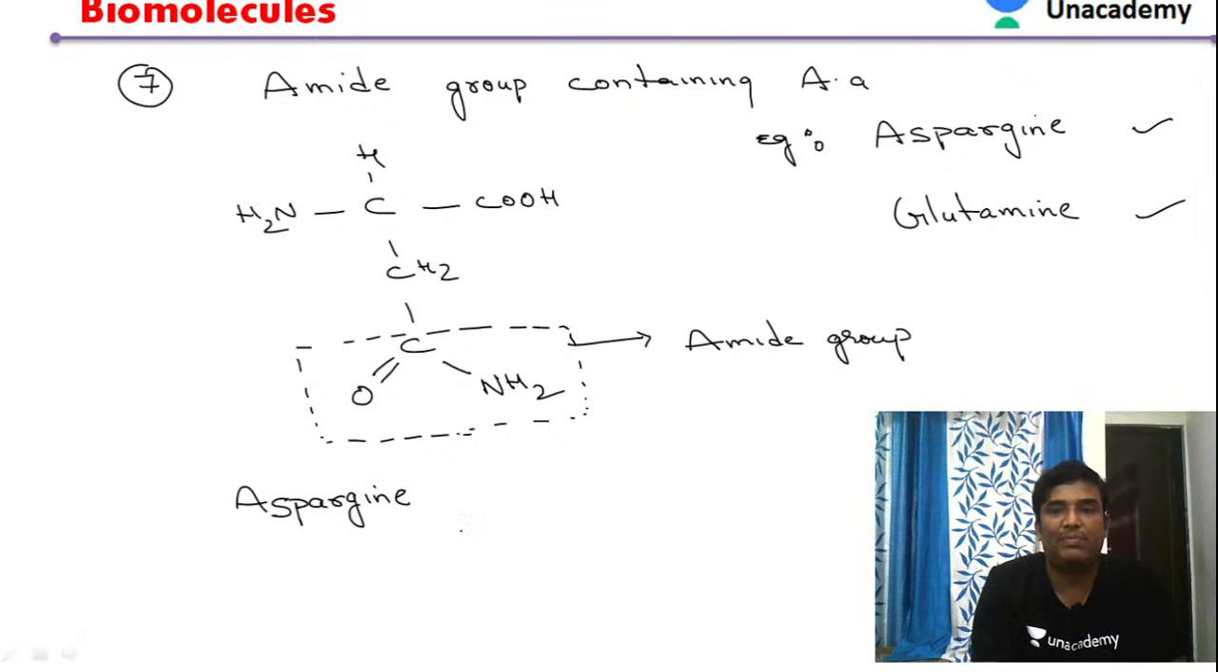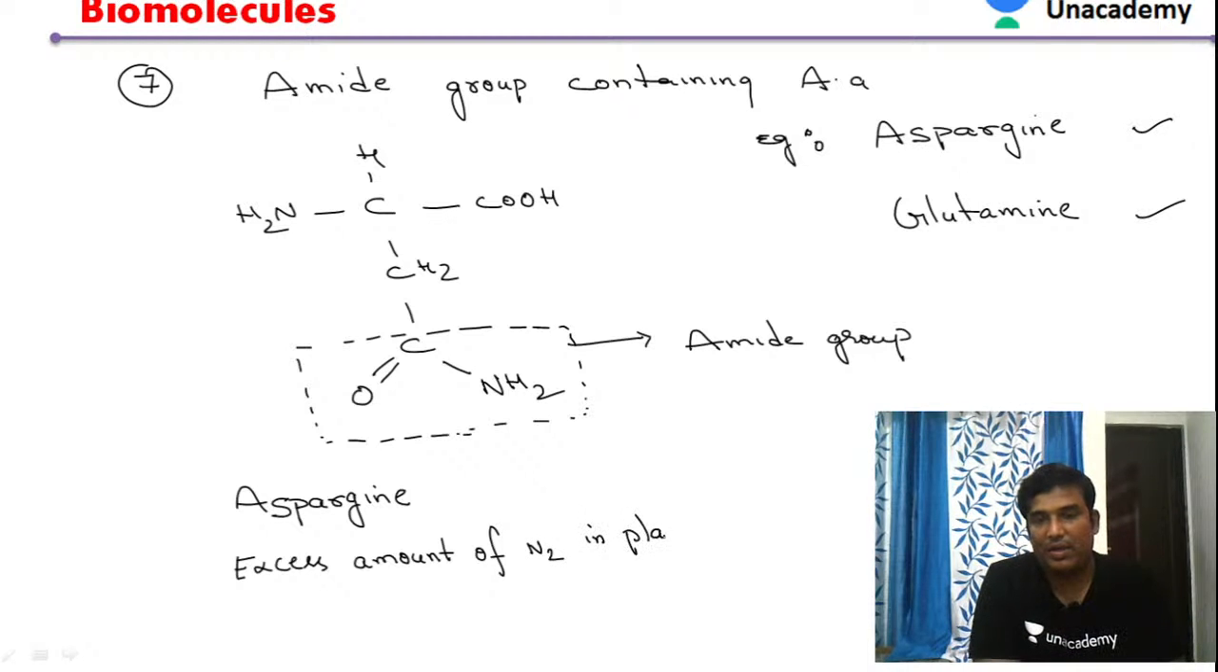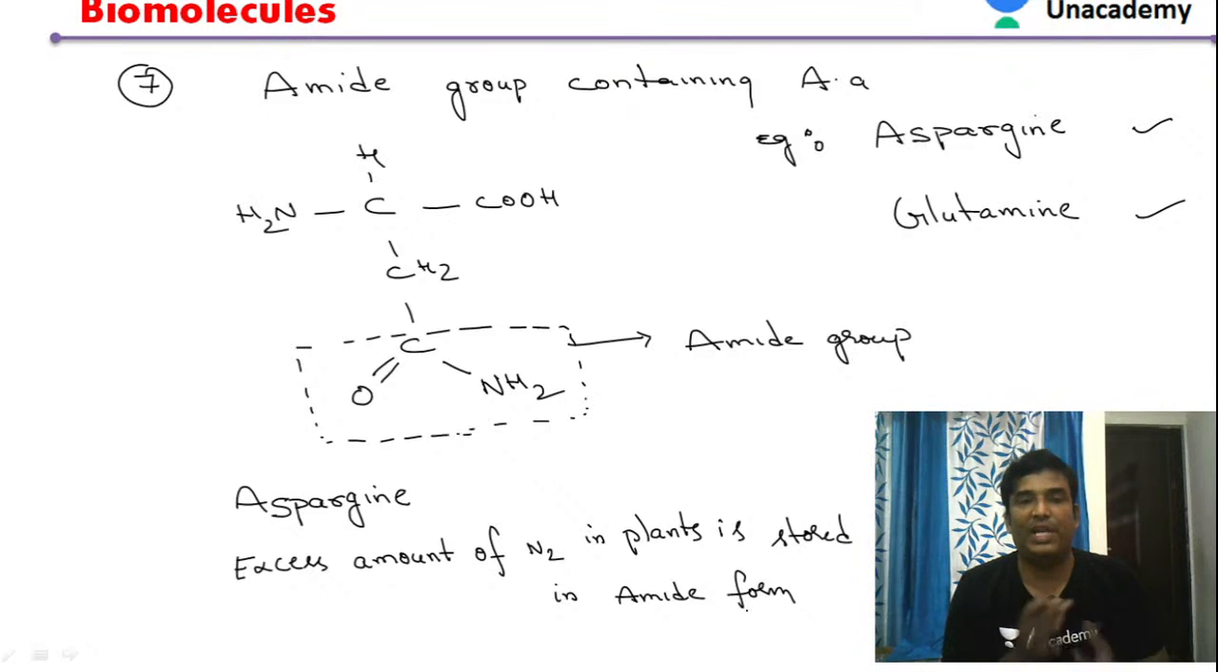So the importance of asparagine and glutamine is that excess amount of nitrogen in plants is stored in the amide form, as asparagine and glutamine, inside the roots of leguminaceae plants actually.